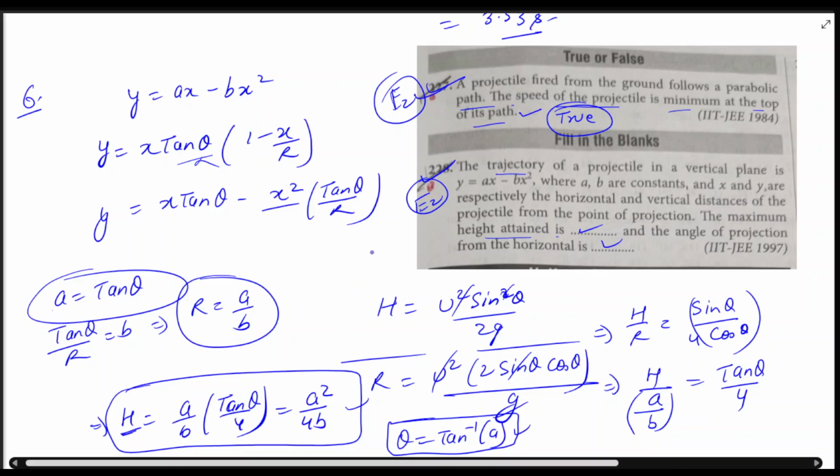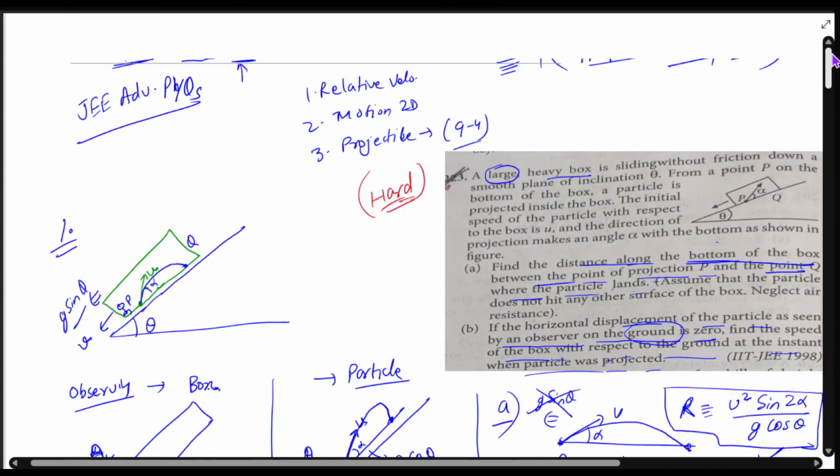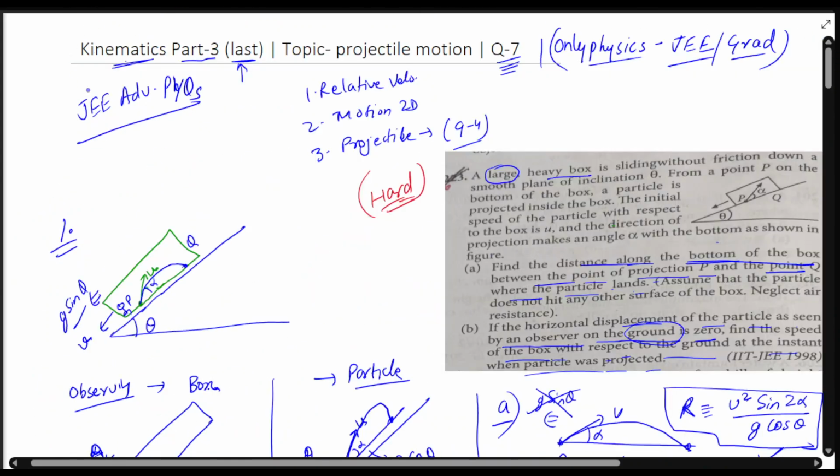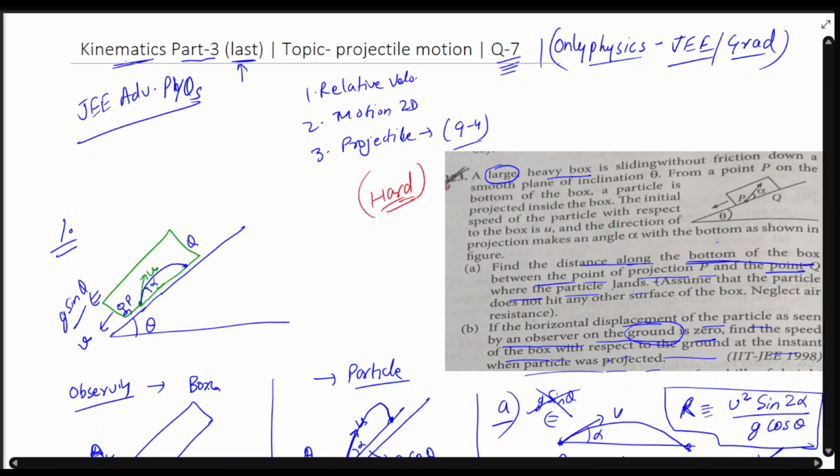Okay, perfect. So these were our sixth and seventh questions. That is the end of our chapter kinematics. Okay, so for circular motion, I will be covering it in laws of motion. So this is the ending of our chapter kinematics. So let's end today's session. Thank you.